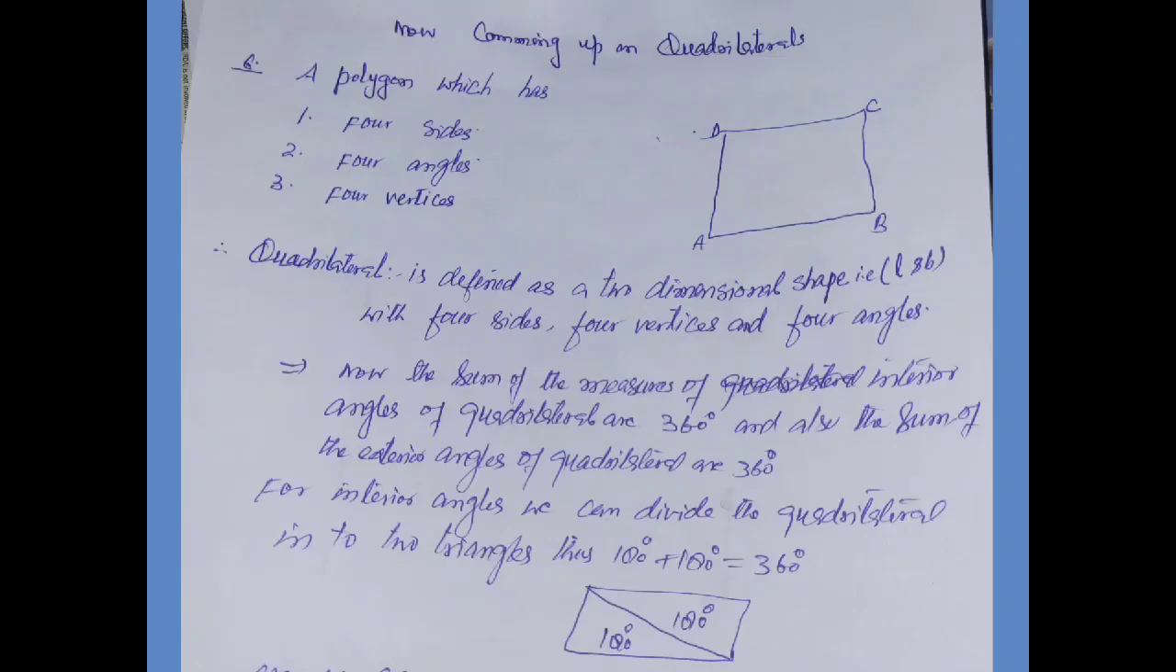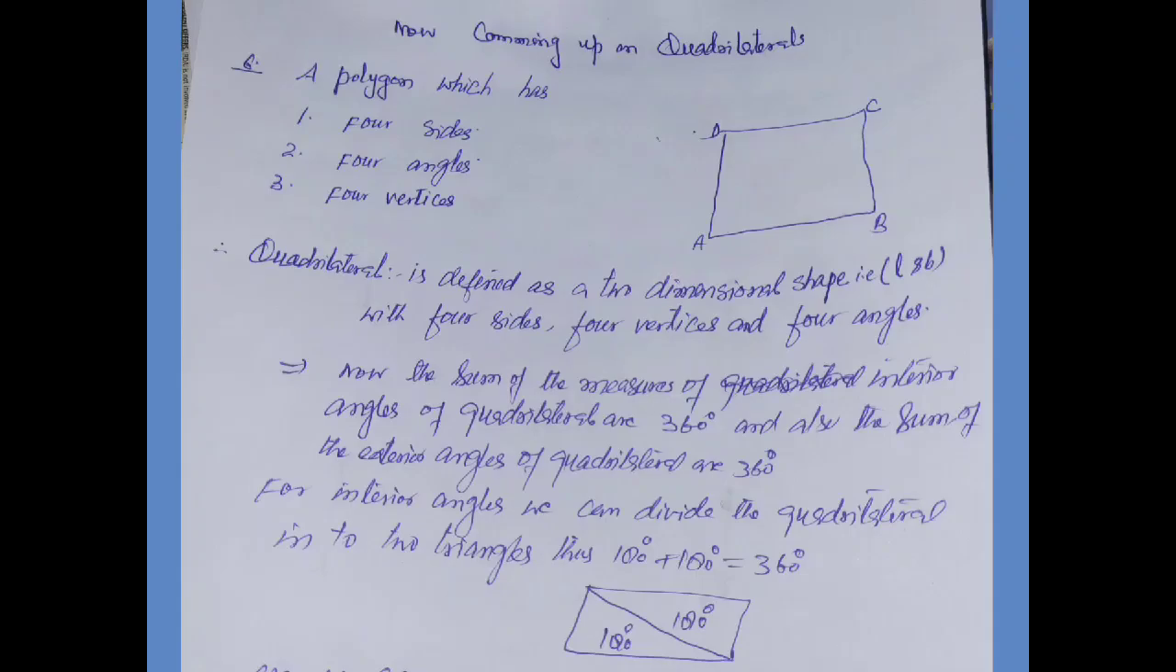A polygon which has four sides, four angles, four vertices. The four sides are AB, BC, CD, and AD, the four angles are angle A, angle B, angle C, angle D, and the four vertices are A, B, C, and D. Now we will define the quadrilateral as a two-dimensional shape, that is length and breadth.